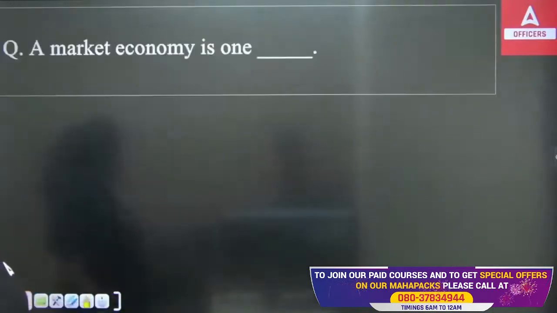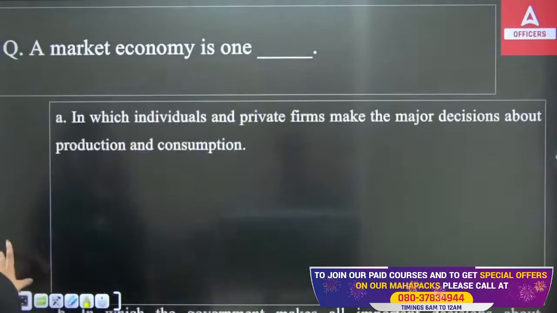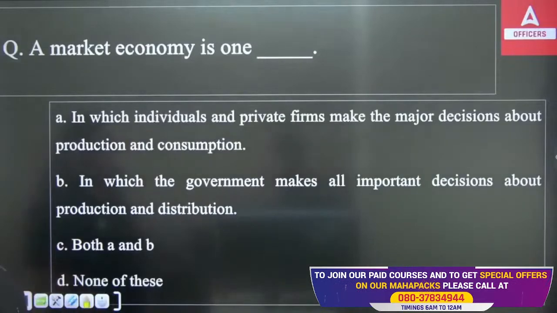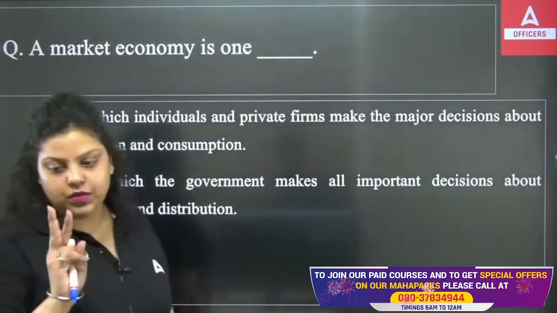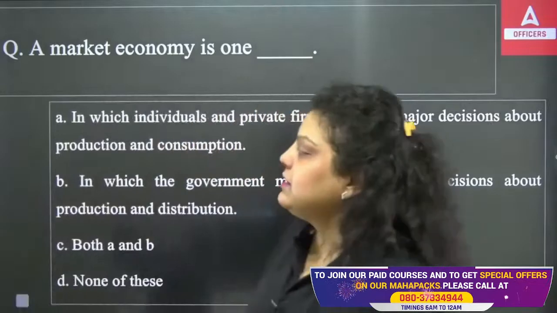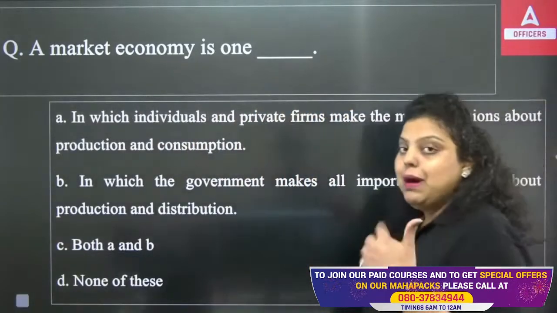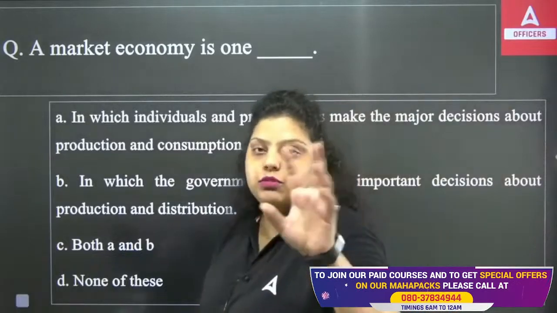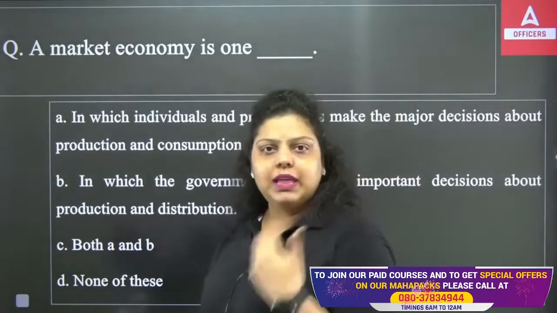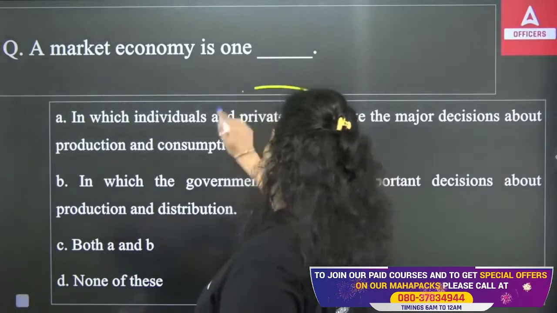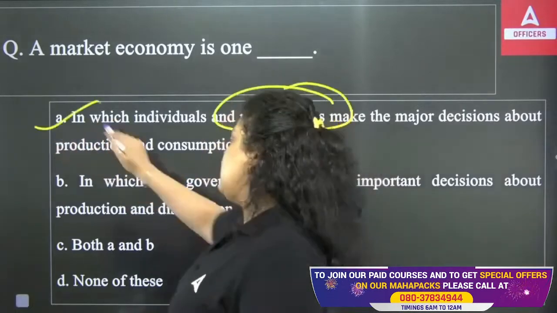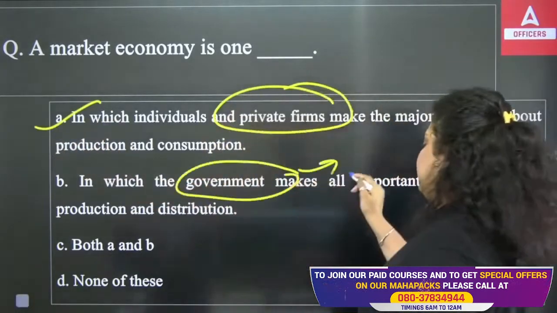Okay, next question. A market economy is one... I have told you market economy is also known as a capitalistic economy or laissez-faire economy. So a capitalistic economy or laissez-faire economy or a market economy works on the market forces. What are the market forces? Demand and supply. There is freedom, and it will be run by the private sector. So this will be the right answer, because if there is a government, it will be socialistic.